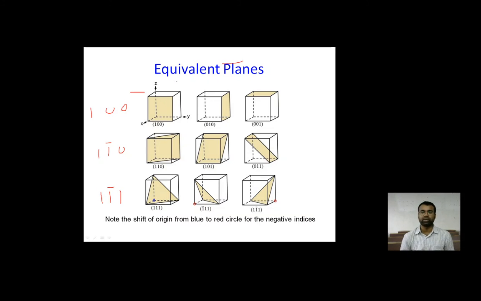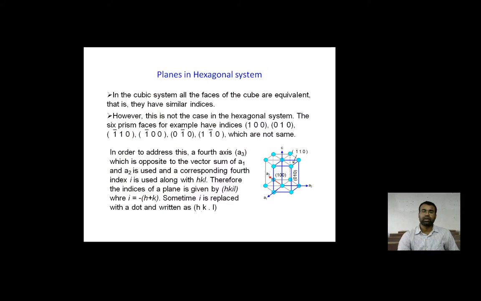Note the shift of the origin from the blue to red circle for the negative indices, because that blue is showing for that particular positive one, and that means that the particular thing is shifted here, that is a -1. That particular x-axis is shifted to that particular plane. So planes in the hexagonal system are very intricate, as we discussed, but we will discuss them. In the cubic system, all faces of the cube are equivalent, that is they have similar indices. However, this is not the case in the hexagonal system.